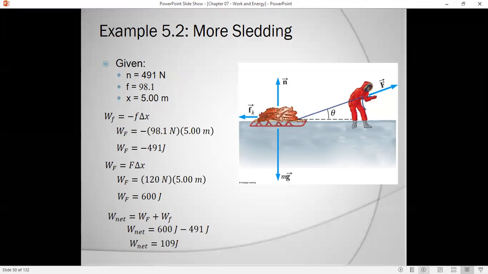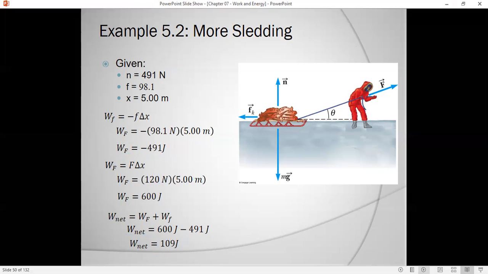Okay, what is the work done by friction? We take the force times the displacement, still moves 5 meters, nothing's changed there. And note it's negative 491 joules, because the friction is converting some of the mechanical energy into heat. The work I do is no different, still 600 joules. And if I take this, I add it to this, I see that the net work done on the sled is much less than it was before. Now it's only having 109 joules added to it, as opposed to 600 joules.